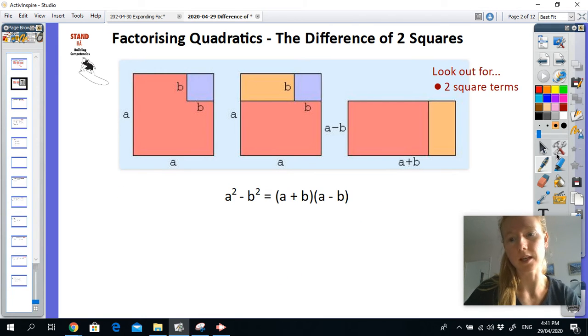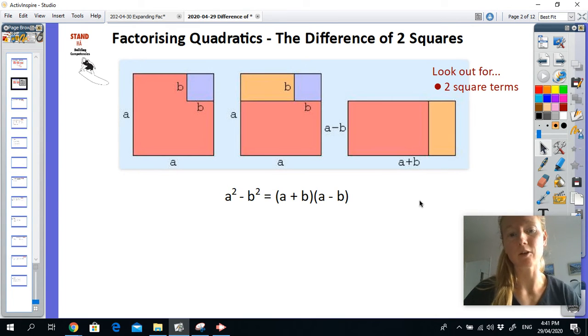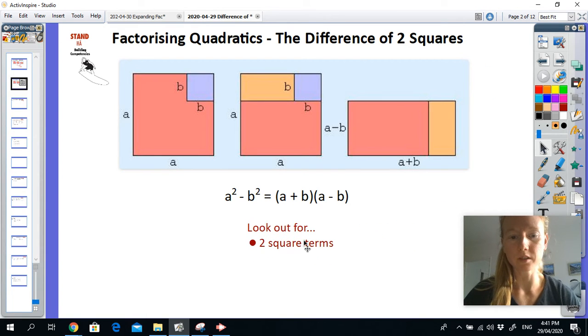Okay. And that essentially is the rule of the difference of two squares. And we can summarize that. That's the same thing as what I've just written, as a squared minus b squared equals a plus b bracket a minus b. Okay. And this is a really nice thing to look out for, to help you factorize nice and easily. And the thing you need to look for to be able to use the difference of two squares is two square terms, a square term at the start, a squared, and a square term at the end, b squared, with a subtraction in the middle.